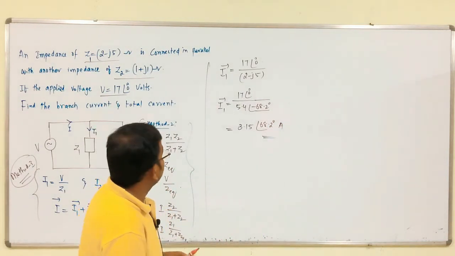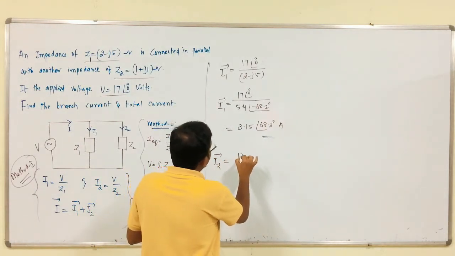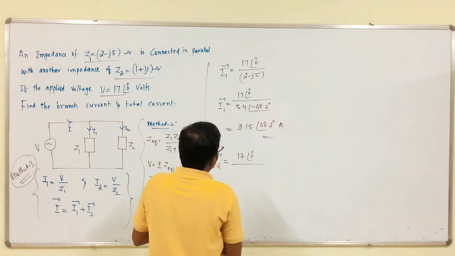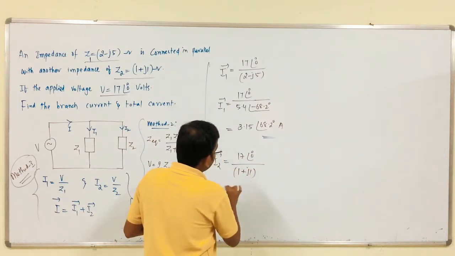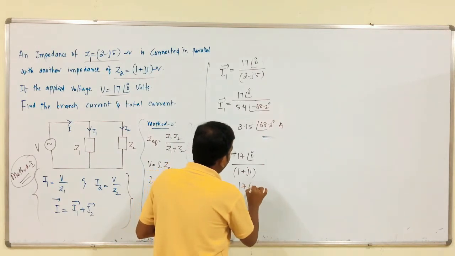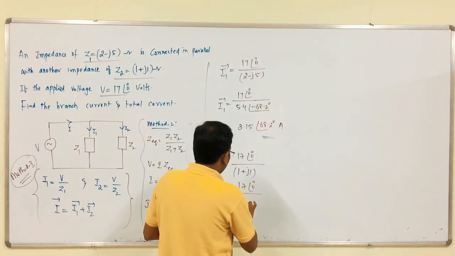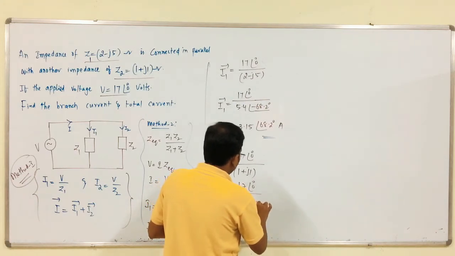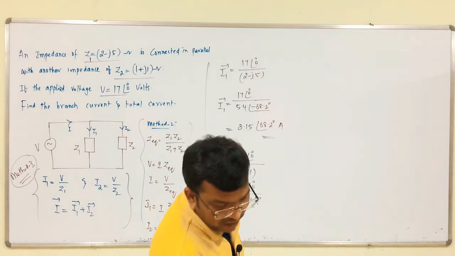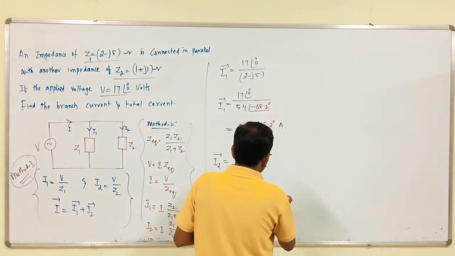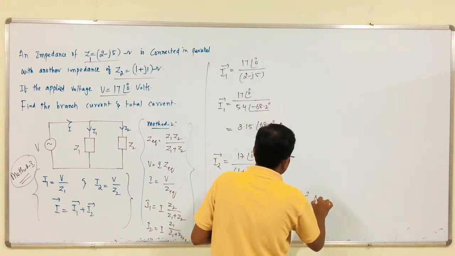Okay. Next I2, which is equals to V by Z2, 17 at an angle 0 by 1 plus J1, which is equals to 17 at an angle 0 by square root of 2, that is 1.414 at an angle 45, right, and the answer is 12.02 at an angle of minus 45 degrees.